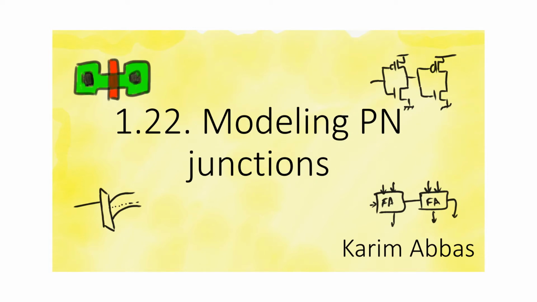So the model we developed for forward current in a PN junction is exponential. We have to find the linear model that we can use with circuit theory to analyze larger circuits.